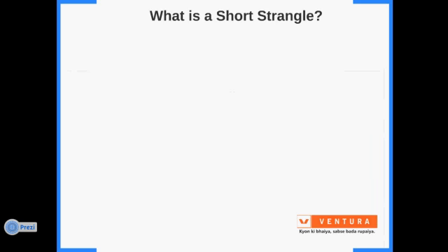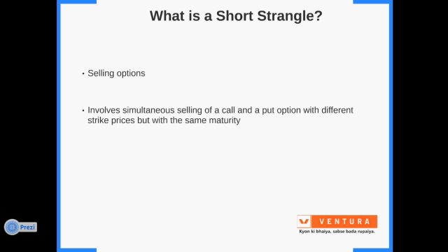A short strangle is like a short straddle. It involves going short or selling options. It involves selling a call option and a put option at different strike prices, but in the same expiration period.